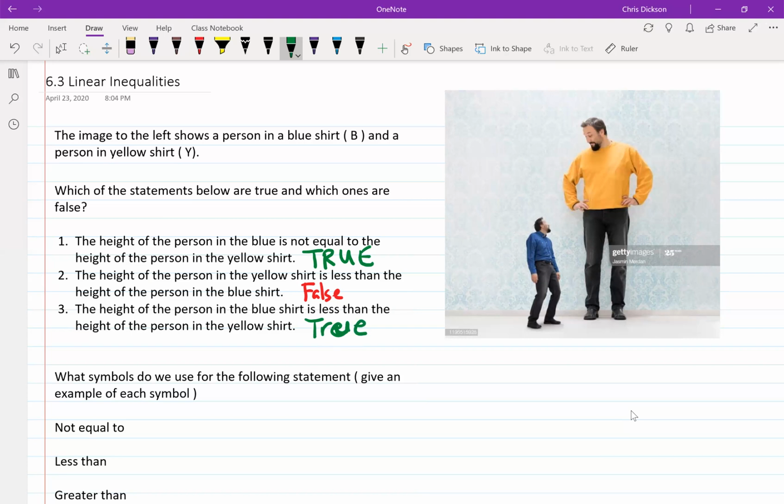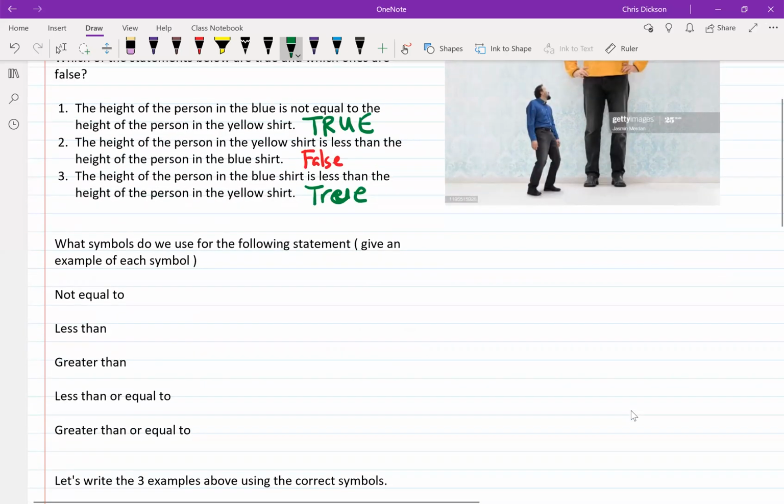So the math we're doing now is more on these kinds of statements where we use words like not equal to, less than, greater than. So I want to pause the video again maybe and just see if you can put the symbols down beside these 5 examples. And maybe write an example of what the symbol could be used for. So once again, just pause the video and see if you can do that on your own.